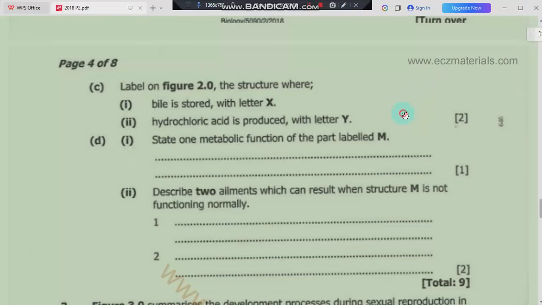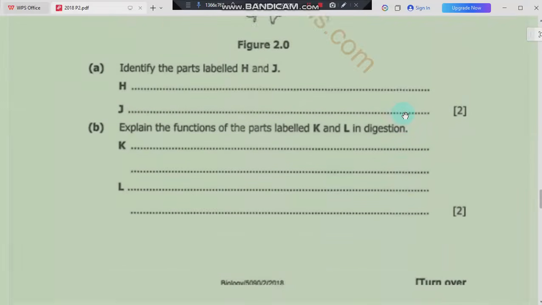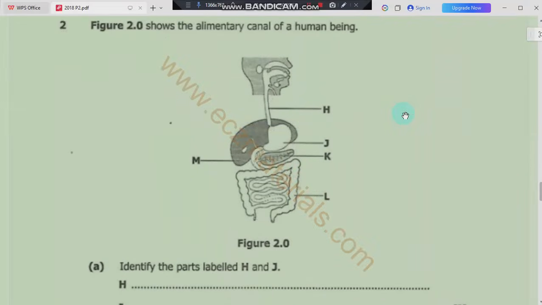So this is all that you need to know about the alimentary canal. The next thing will be us making a video on the digestive system. Be blessed.